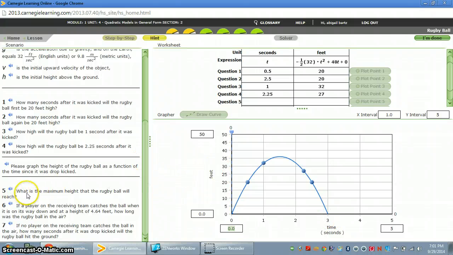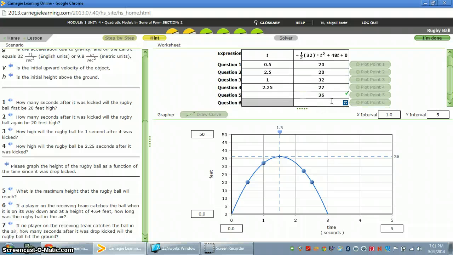So the question in number 5 is, what's the maximum height the rugby ball will reach? So you use your dragger, and you're looking at the maximum height, so you're trying to figure out when it reaches that height. So what is the maximum height? 36 feet is the maximum height. And when does that happen? It happens after 1.5 seconds. Again, plot that point. It's right where it crosses.